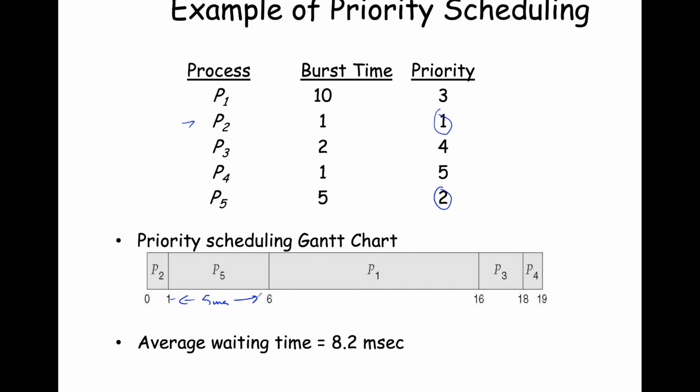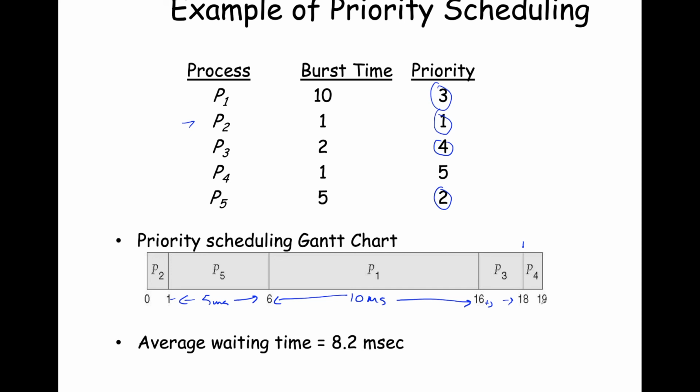After P5 finishes executing, the next highest priority is process P1. P1 runs at time 6 milliseconds for a total burst time of 10, so at 16 milliseconds P1 completes. Next we execute P3 for a burst time of 2 milliseconds. P3 starts at time 16 and runs for 2, so 16 plus 2 is 18 milliseconds. P3 is done. Lastly, P4 runs for 1 millisecond, from 18 milliseconds to 19 milliseconds.